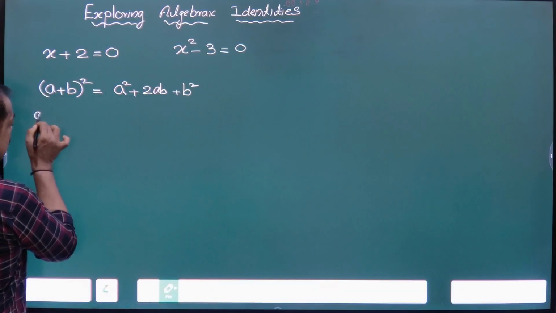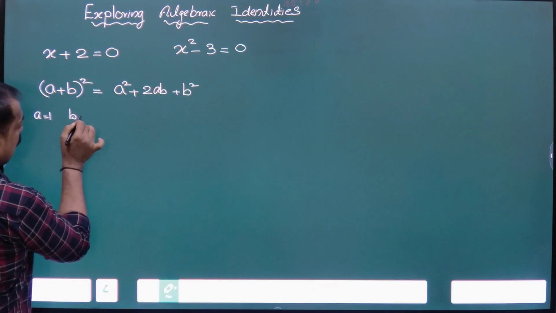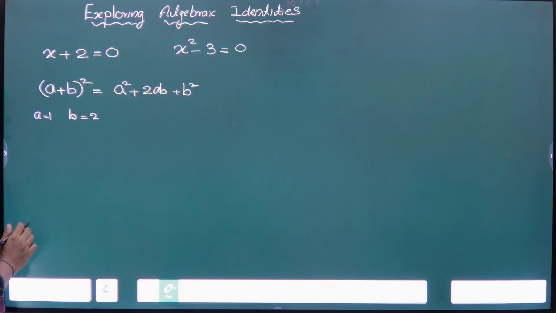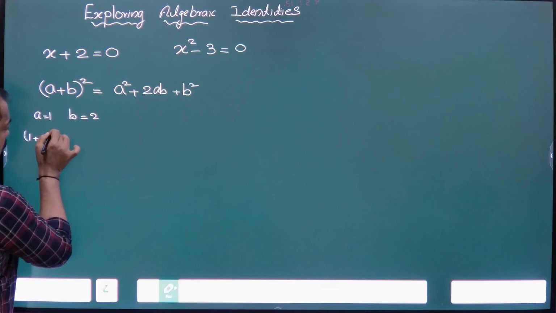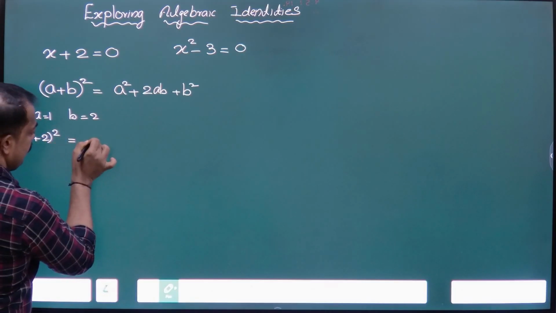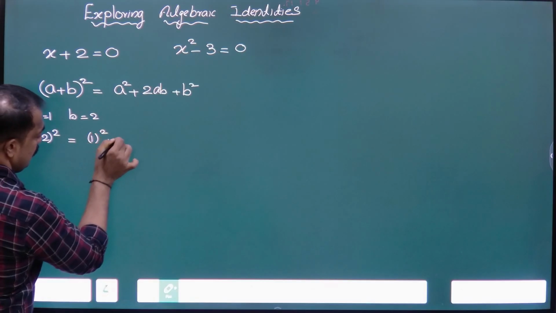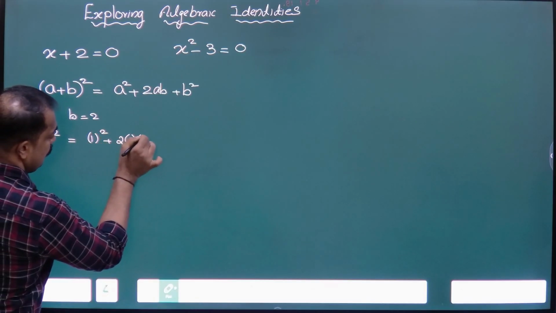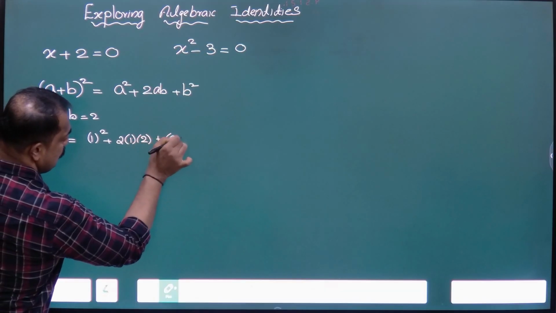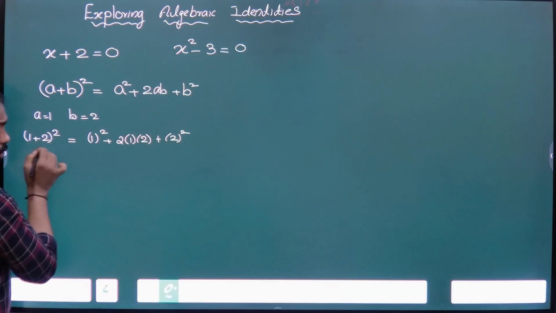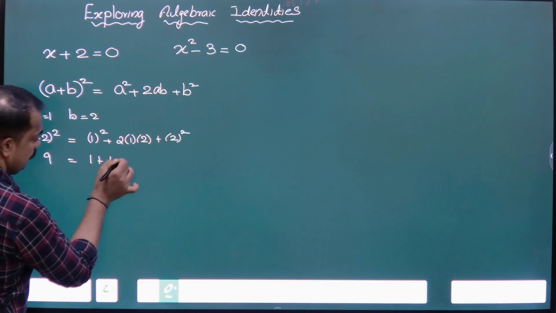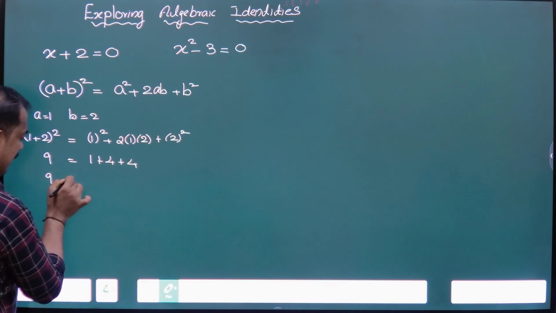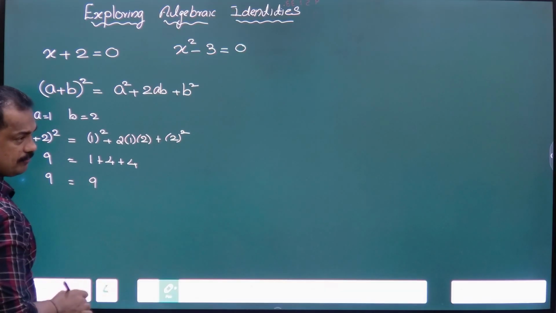Say A is equal to 1 and B is equal to 2. Put it in the left hand side: 1 plus 2 whole square. And in the right hand side: 1 square plus 2 into 1 into 2 plus 2 square. 1 plus 2 is 3, the square of 3 is 9. 1 plus 4 plus 4 is 9. Equal to 9 is coming.